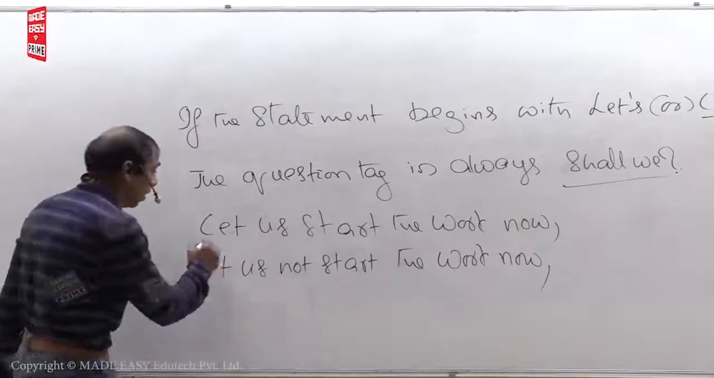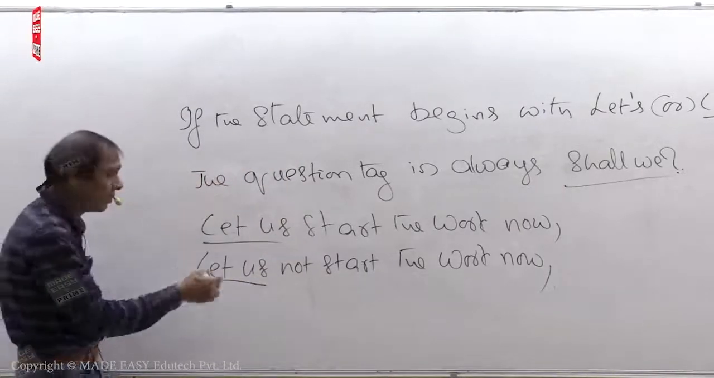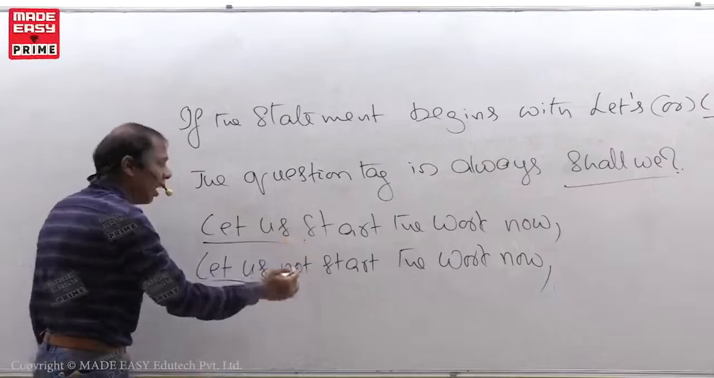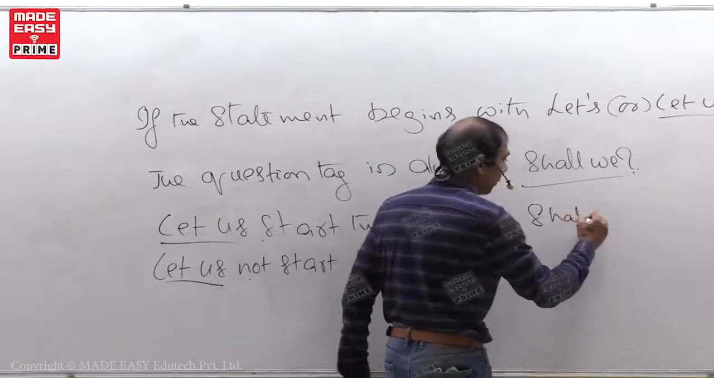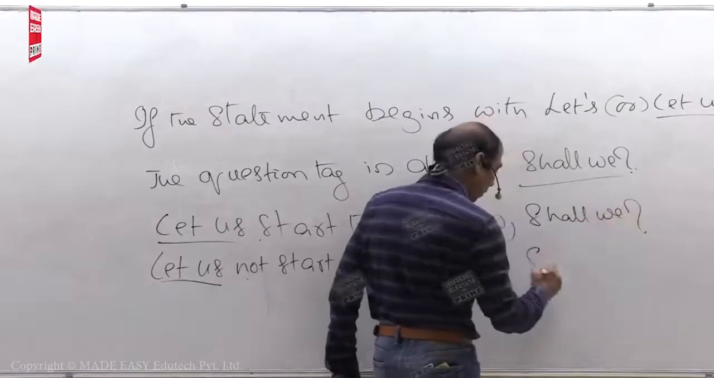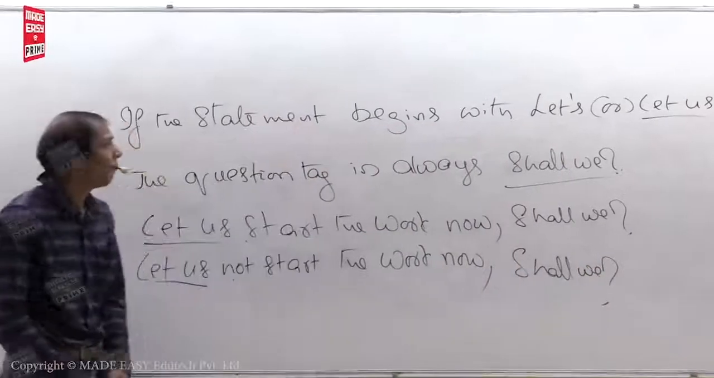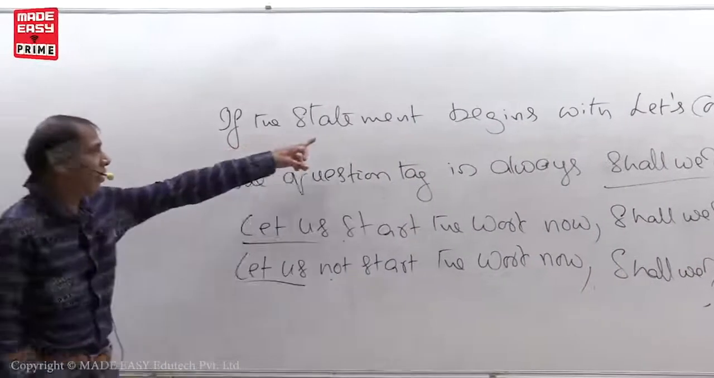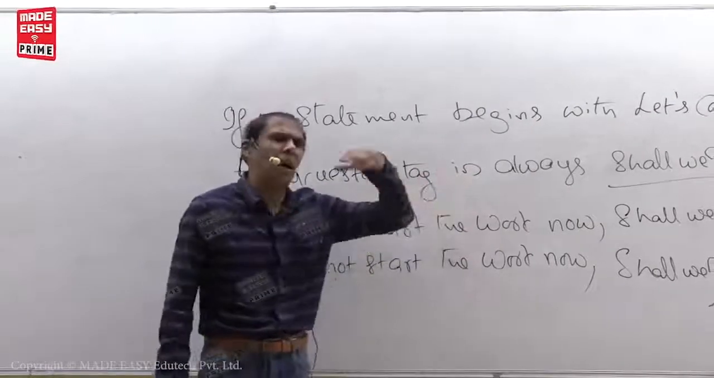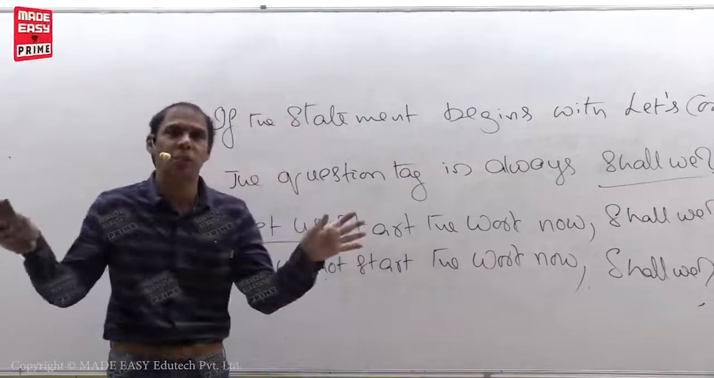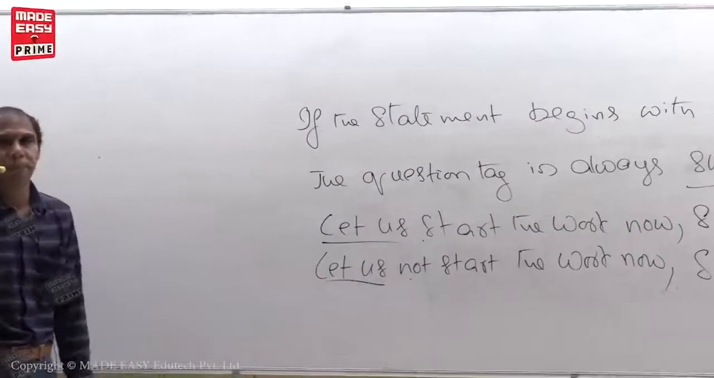If the statement begins with let us or let's, then the statement is positive or negative, whatever it is, the question tag is shall we. That's all. See, if the statement begins with let's or let us, the question tag is always shall we. Statement is positive or negative, irrespective of the statement, the question tag is shall we. That's all. Okay.